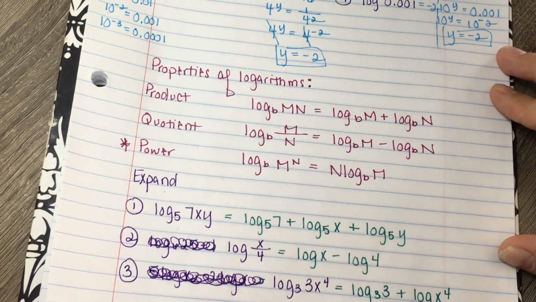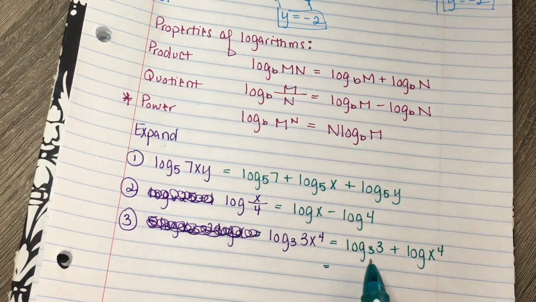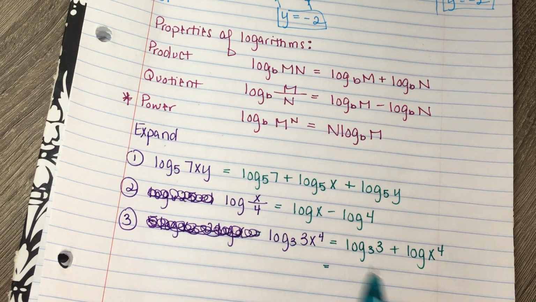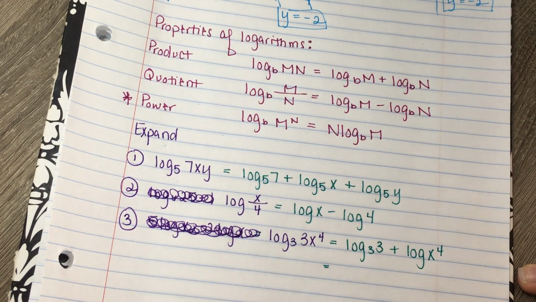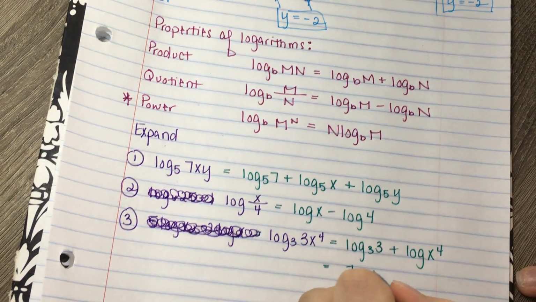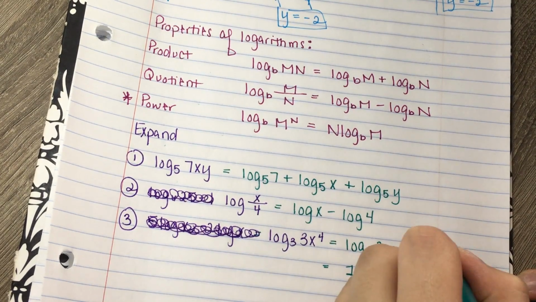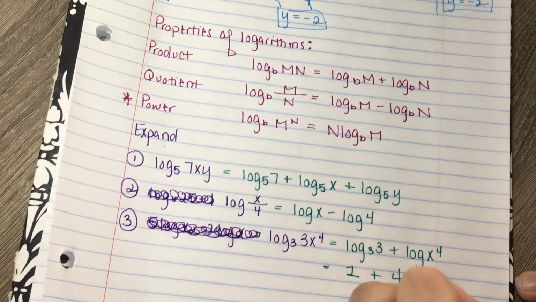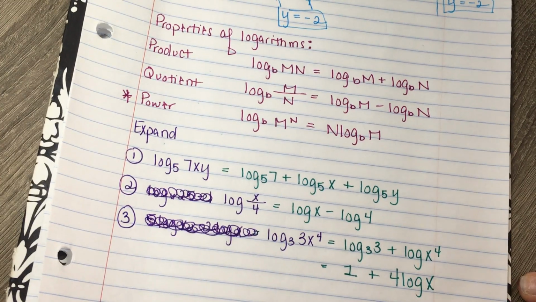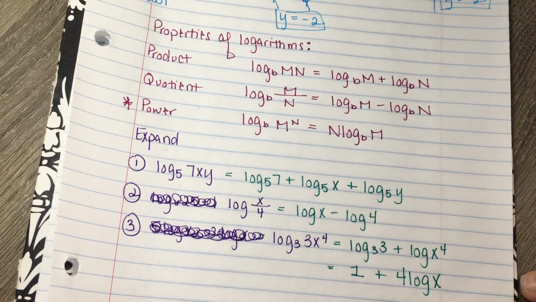And now that I've split this up using the product property, I can leave log base 3 of 3 if you want, or you can evaluate this. 3 to what power is 3? 3 to the first power is 3. So log base 3 of 3 is 1. And then I can expand this one just a little bit further by bringing that 4 to the front, and then there's a very simple application of our power property. And then this would be fully expanded.